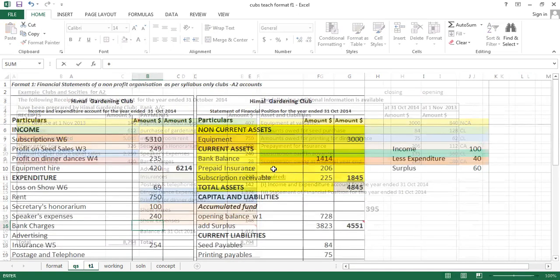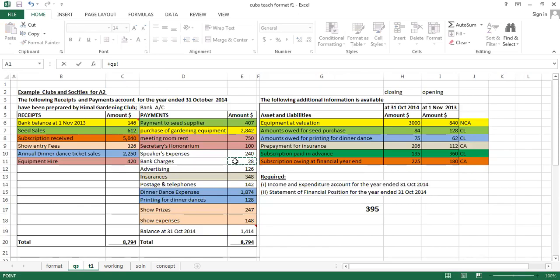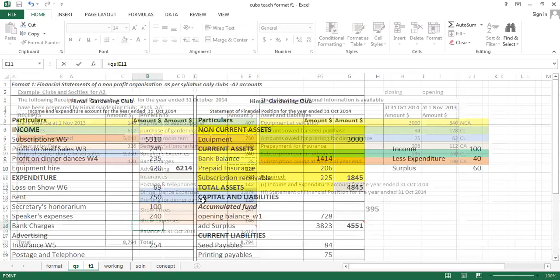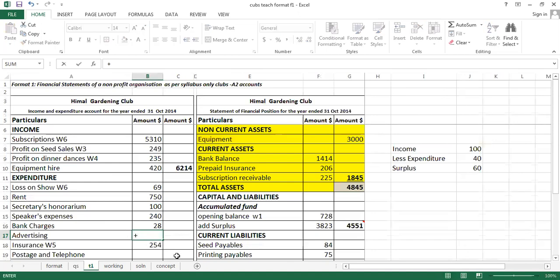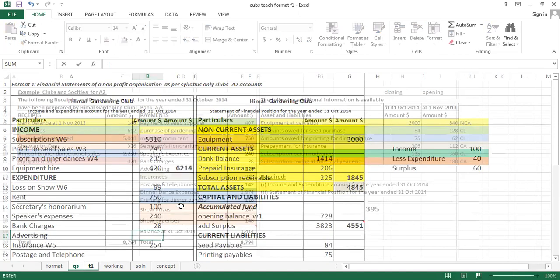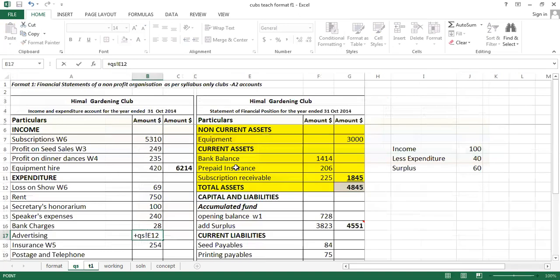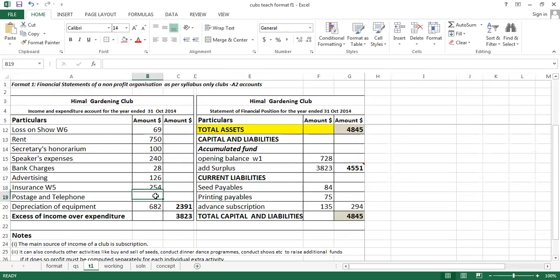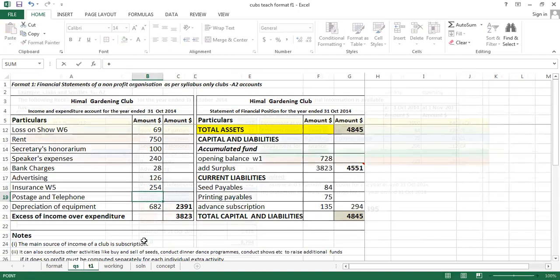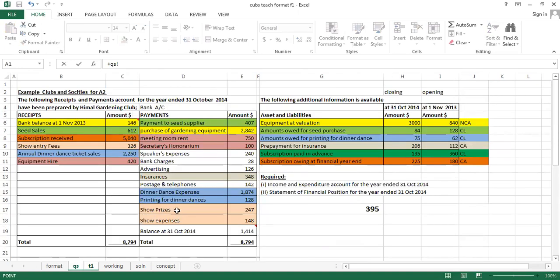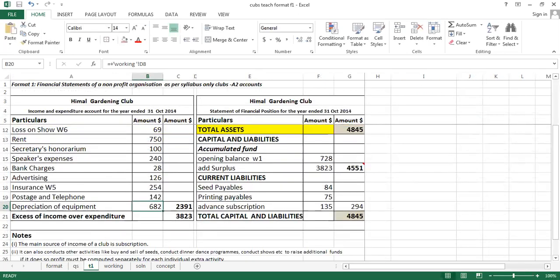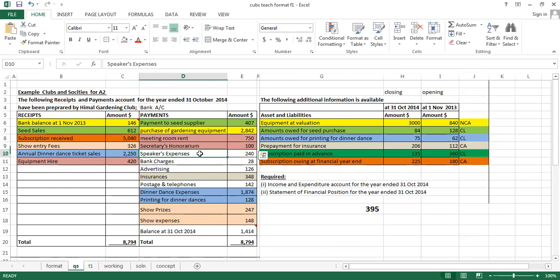Remember, these don't have any additional information, so there is no need for workings. Just continue with expenses. Then advertising is also an expense. Advertising expense, you can see 128. And then there's postage and telephone expense, here 142. So basically what we did is we have placed all these items.